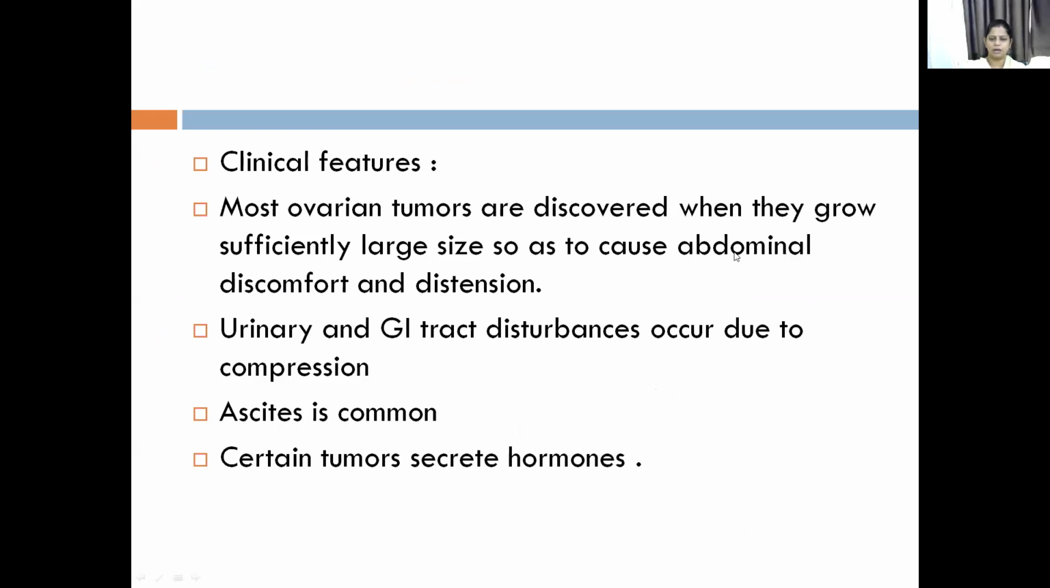Because of this large size, they compress the surrounding structures, maybe the intestines or the urinary bladder. So it causes urinary and gastrointestinal tract disturbances. Another thing is that ascites is a common feature of ovarian tumors, and can be seen in both benign and malignant ovarian tumors. And some of the tumors may secrete hormones.